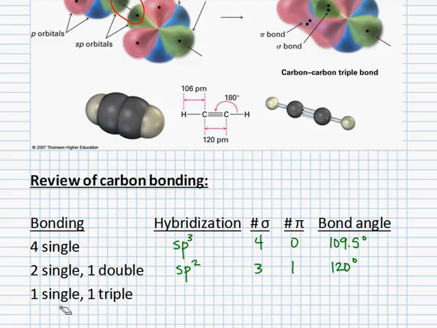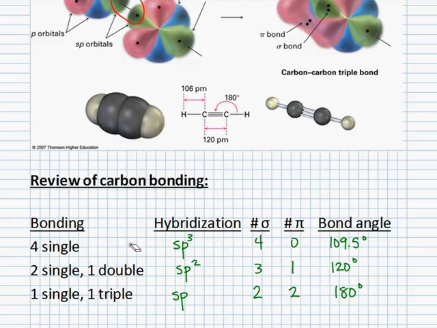So finally, 1 single bond and 1 triple bond will be sp hybridized, just 2 hybrid orbitals. So 2 sigma bonds. The sigma bonds are the ones that are occupying the hybrid orbitals in each case. To make a triple bond, one of those sigma bonds will have to be combined with 2 pi bonds. So just 2 of those hybrid orbitals means we have 180 degrees apart from each other.